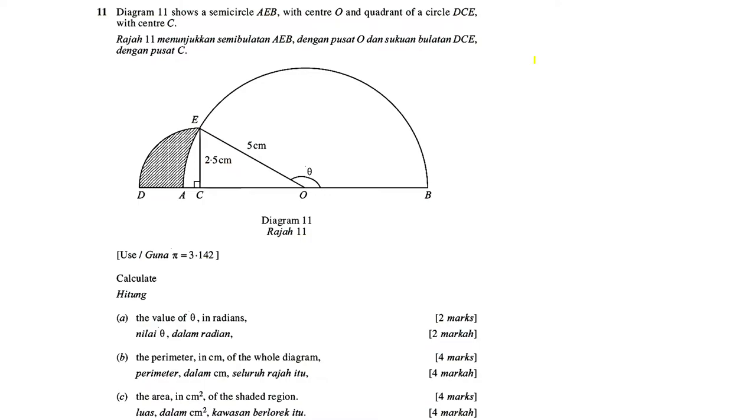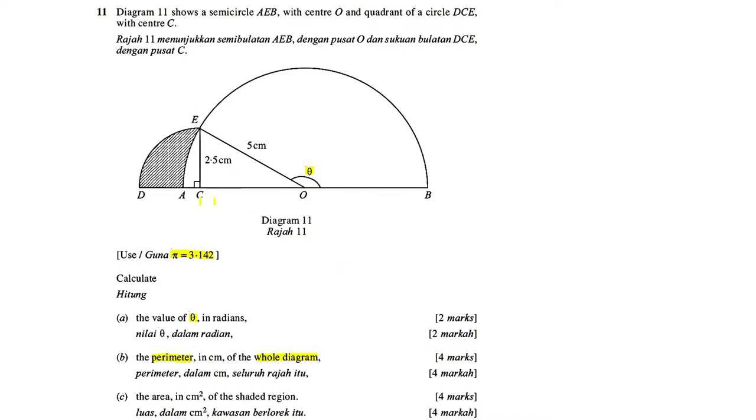Let us look at SPM 2013 Paper 2 question. Diagram 11 shows a semicircle AEB with the center O and a quadrant with the center C. Use pi equals 3.142. Find the value of theta in radian and find the perimeter of the whole diagram.